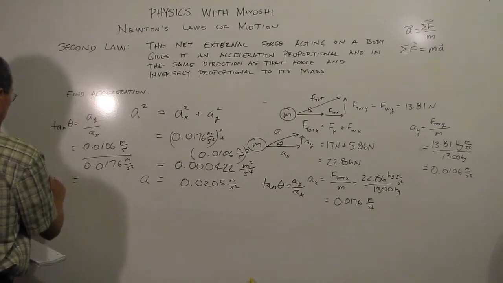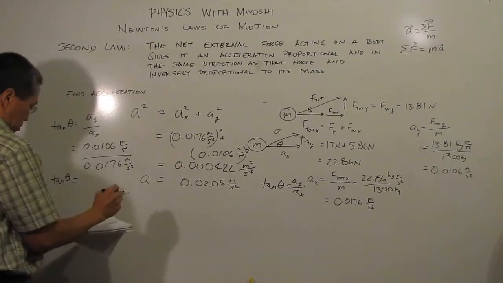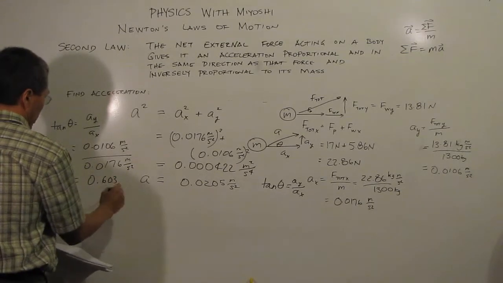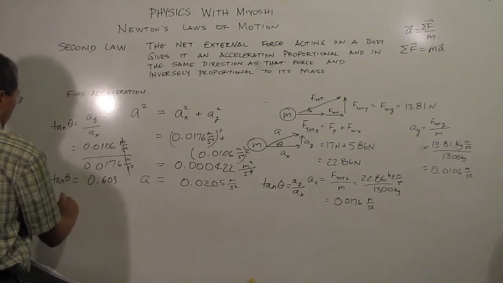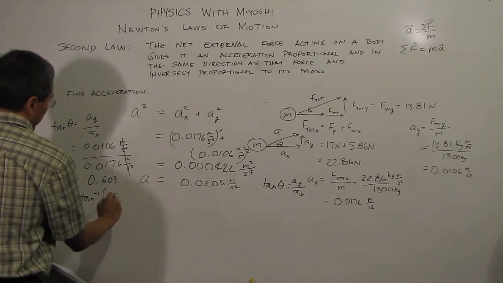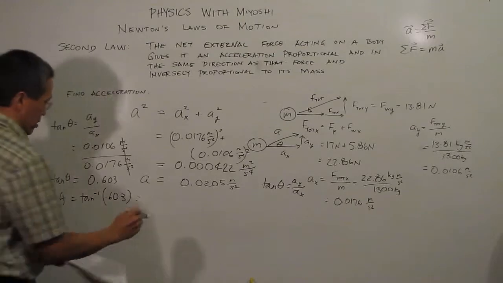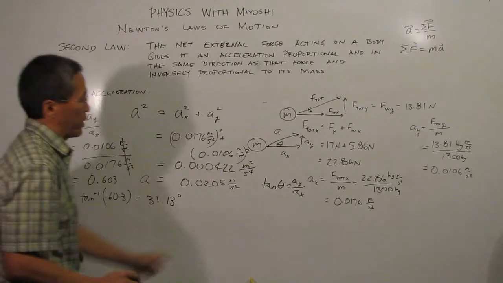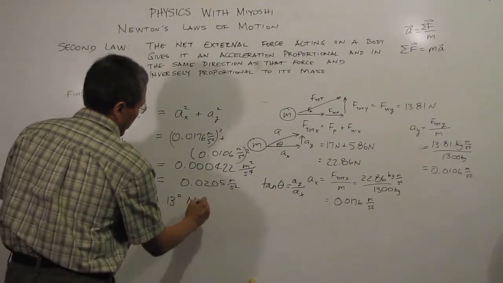So this tangent theta is, what is it? 0.603. The units go away, which is perfect. So now I know that theta is the arctangent of 0.603, which is 31.13 degrees. And if I look at my picture, this is the east direction. It's north of east, so that would be north of east.